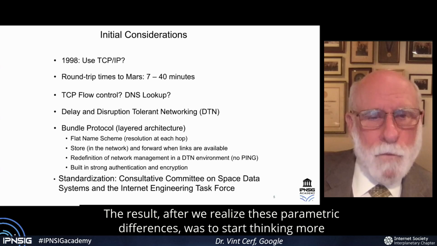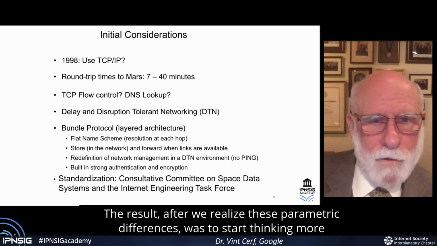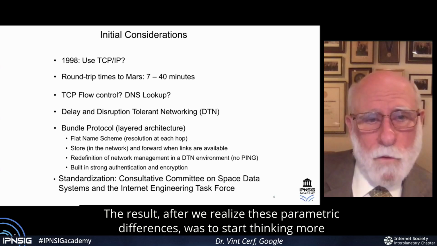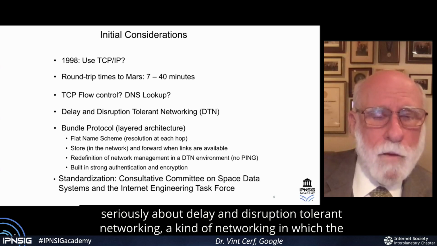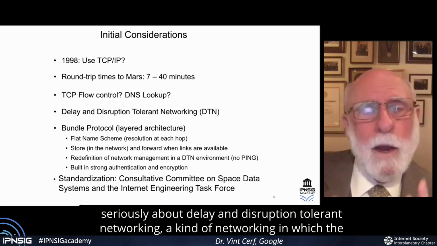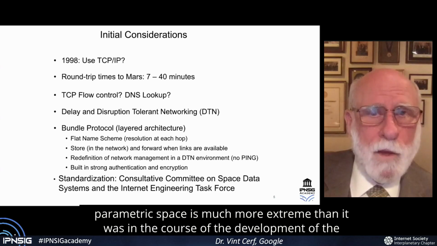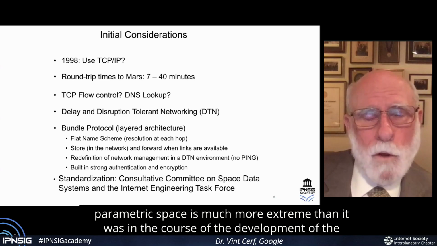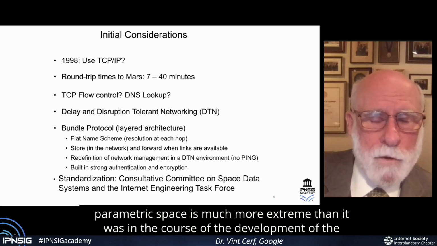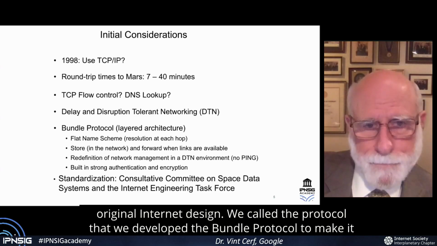The result after we realized these parametric differences was to start thinking more seriously about delay and disruption tolerant networking, a kind of networking in which the parametric space is much more extreme than it was in the course of the development of the original internet design.